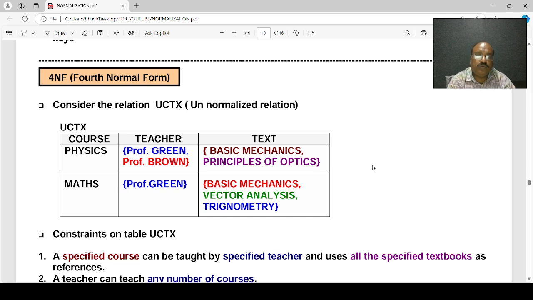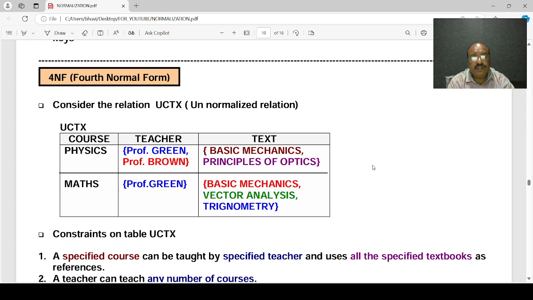So we have some constraints to expand the table. The first constraint is that a specified course can be taught by the specified teacher by reading all the textbooks. That means the professor has to read basic mechanics and principles of optics, both the textbooks, to teach the physics course. Similarly, Professor Brown has to read basic mechanics and principles of optics to teach the physics course. So both the professors must read both the textbooks to teach physics.